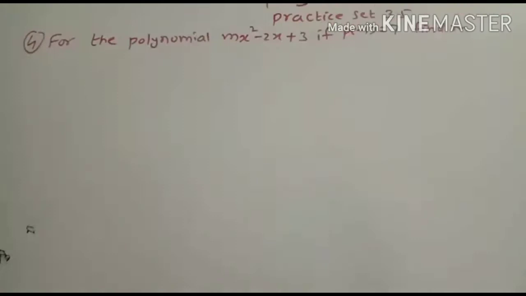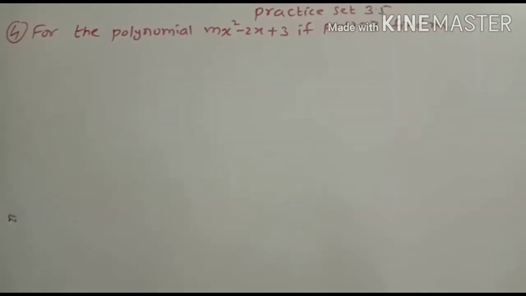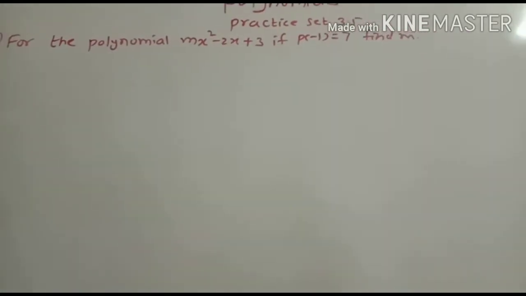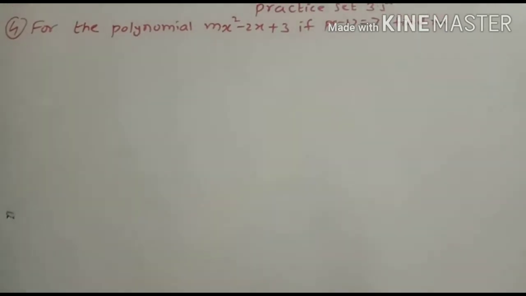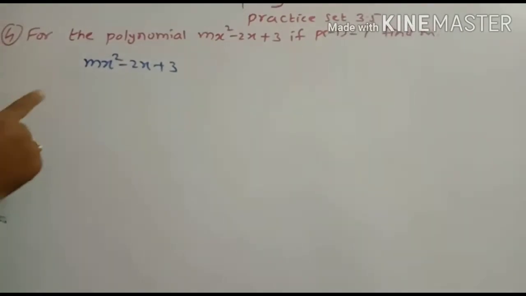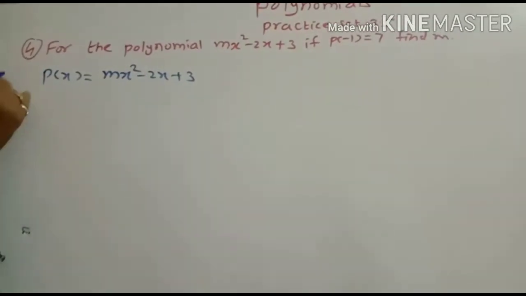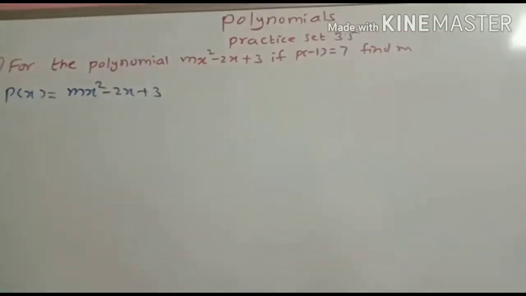Next example is, for the polynomial mx square minus 2x plus 3, if P of minus 1 is 7, find m. Now we have been given the polynomial mx square minus 2x plus 3. The variable is x, therefore we consider it as P of x. Let P of x be equal to mx square minus 2x plus 3.